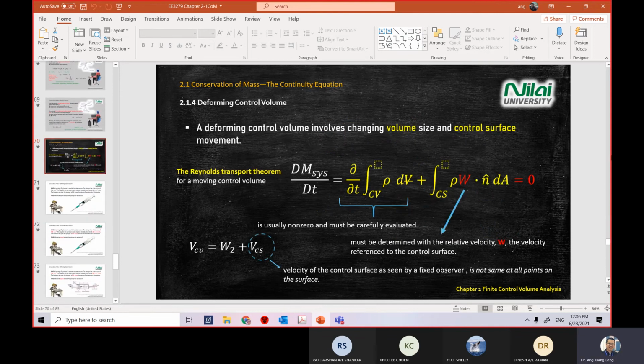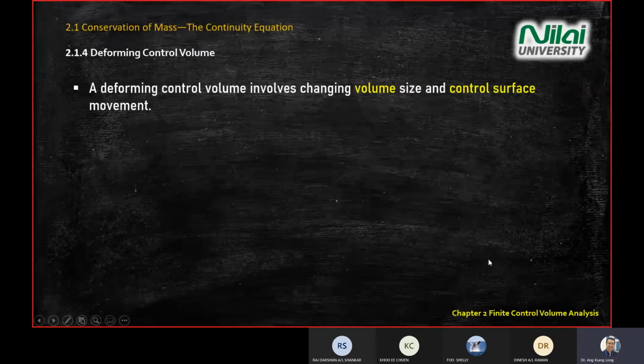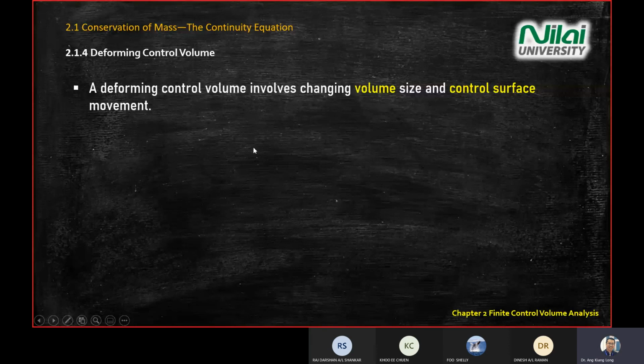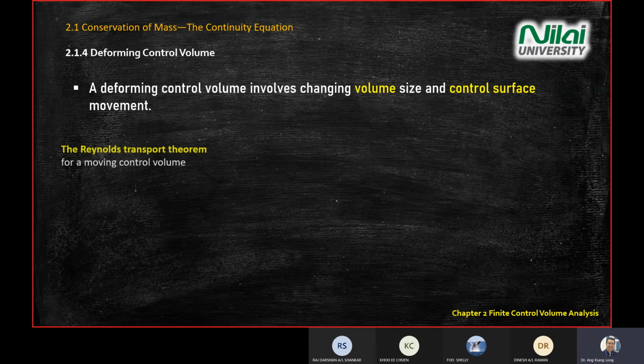Today we are going to look at something new, which is called a deforming control volume. We already covered the fixed control volume, and the moving non-deforming control volume. Today we look at the third scenario, the deforming control volume. It means the control volume is changing.